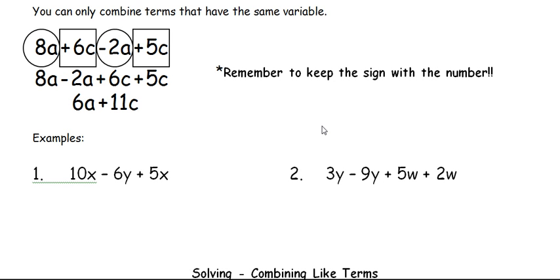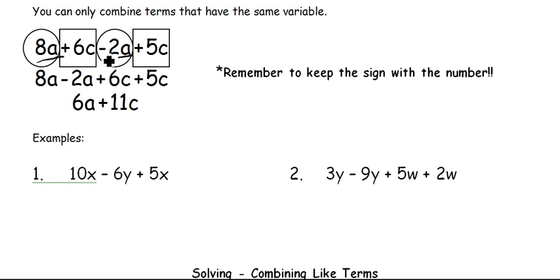Today we're going to look at like terms. Like terms will have the same variable, and if there is an exponent, it must be the same for every variable. But we're not looking at exponents today. I just want to show you. You notice we have a circle around this 8a. The variable here is a, and here is an a. So what we've done is we put a circle around the terms that have an a.